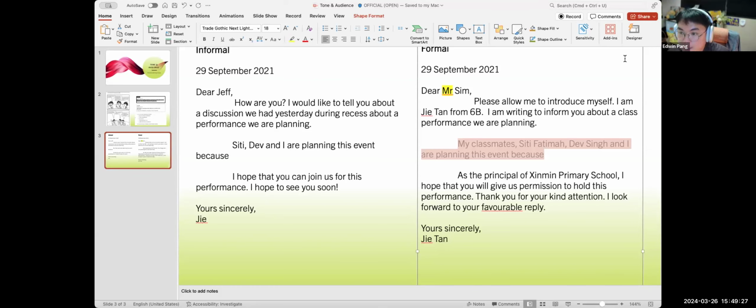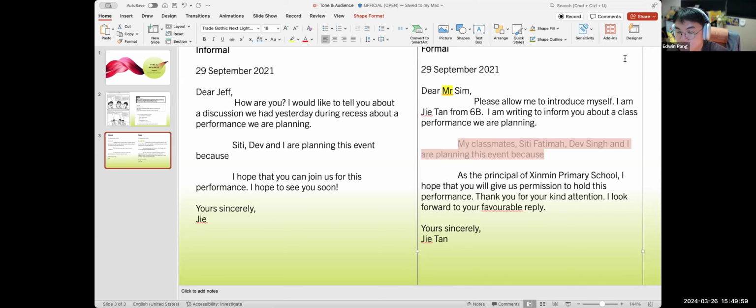So the principal will require full name in case there's more than one City or more than one Dev, right? And they'll also require the relationship between you and these people. Are they from a different class? Are they from the same class? Okay, so that's important. Versus if I'm writing to Jeff in the informal, then Jeff is my friend in the same class, right? So of course he would know that these are my classmates. Of course he would know their names. I don't need to include their full names. So of course, he would know that we are going to form a group to perform together. So there's no need for the additional information.